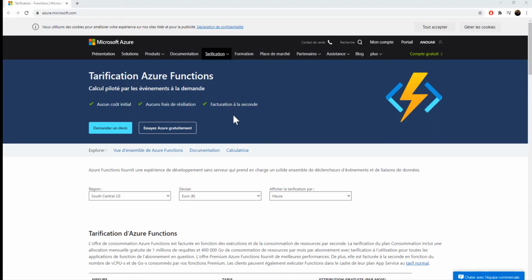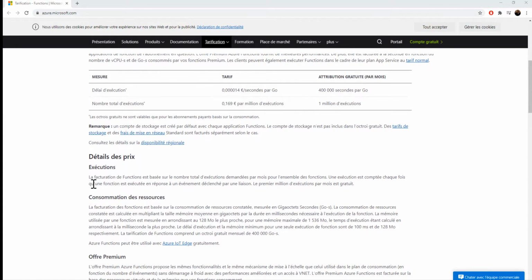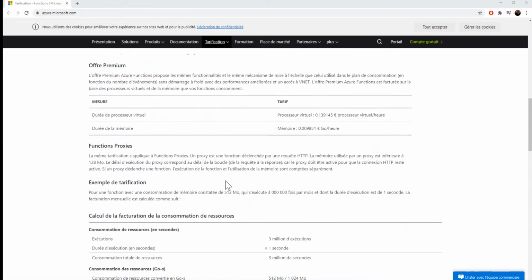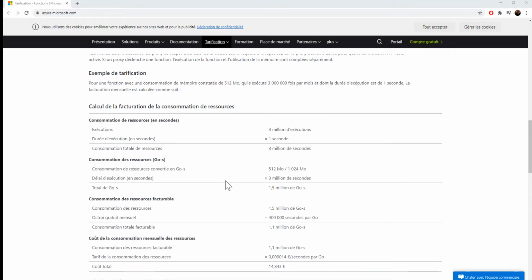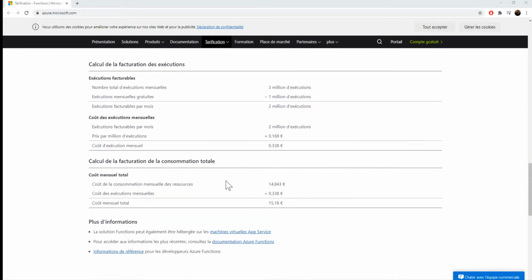To have more idea about the pricing of Azure function, you go here on the website of Microsoft and you have the detail of the consumption and the premium offer, where you can have more detail per execution, per CPU, and how to do the calculation.